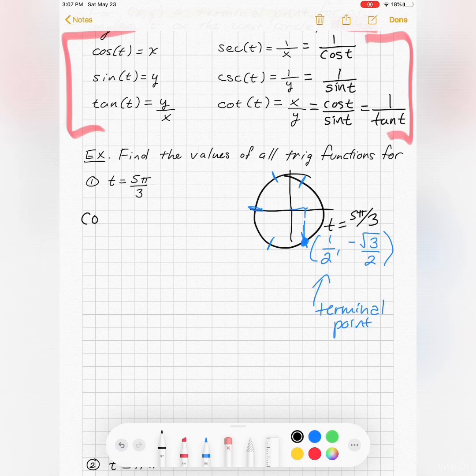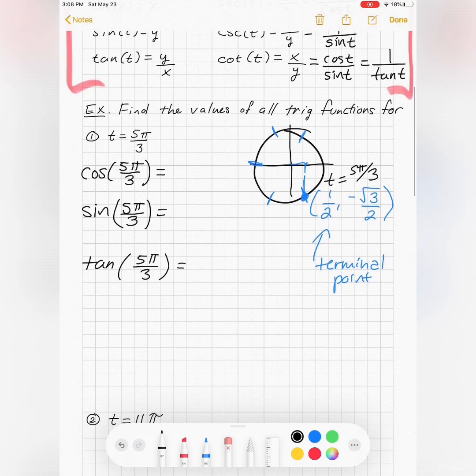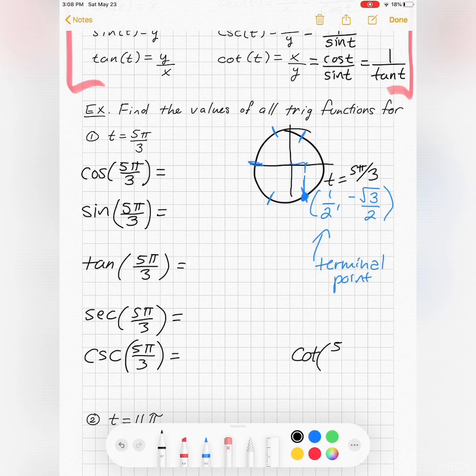Now I have to write out the trig functions. In other words, I need to write the cosine, the sine, the tangent, the secant, the cosecant, and let's see if there will be room here for the cotangent. You can always move that if need be.